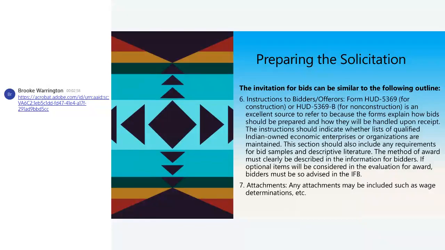If optional items are going to be considered in the evaluation for the award, they have to be advised in your IFB. Any attachments can be included, such as the wage determination that you're going to have to use. You have to tell them Davis-Bacon. You've got to pay Davis-Bacon. They have to know that up front.